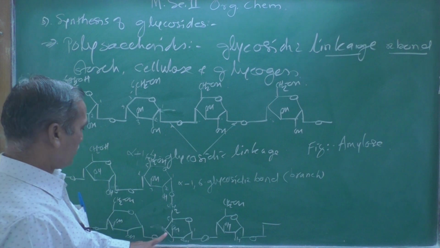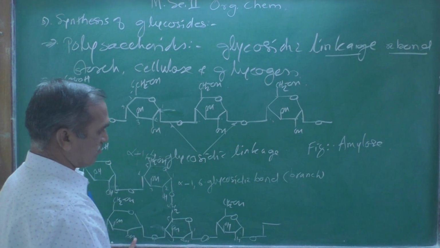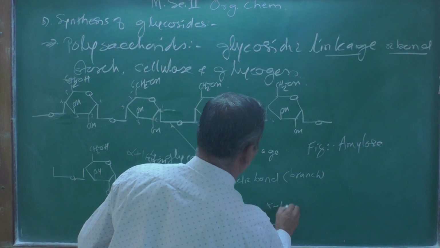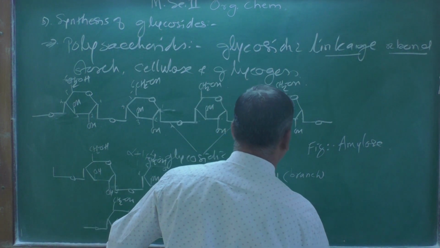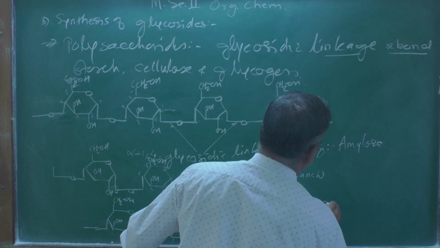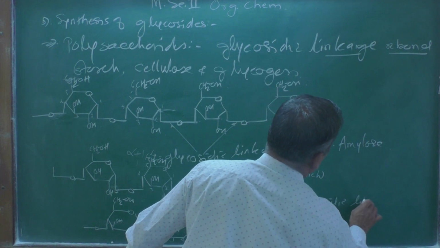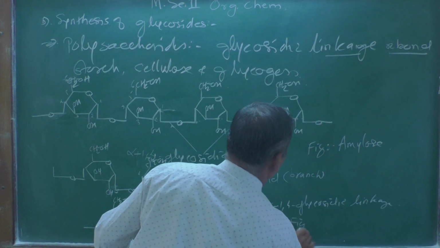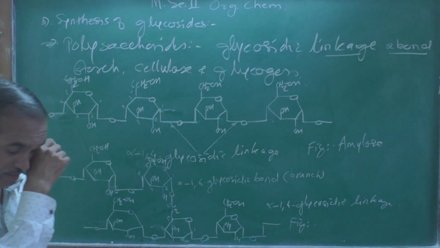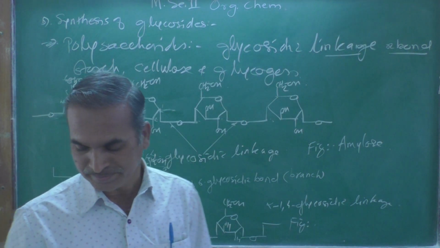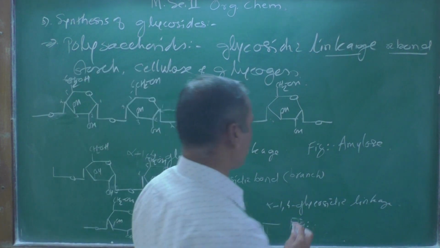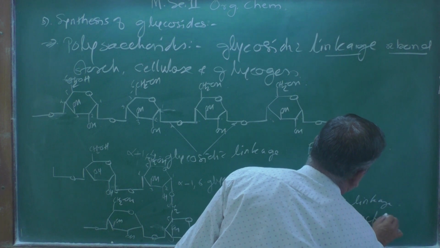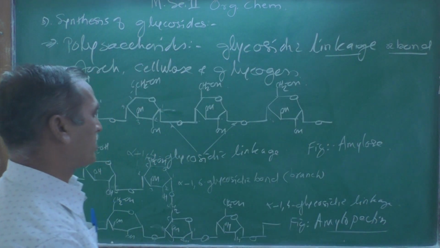And now if you look, this is similar to this one, so there will again be an alpha 1,4 glycosidic linkage. And this figure is for amylopectin. This is a figure for amylopectin.